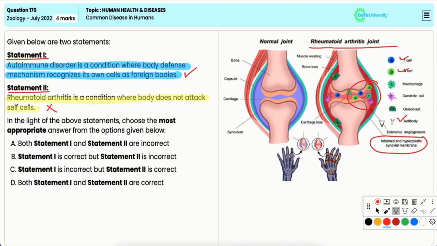Hence, the correct answer is option B. Options A, C, and D are incorrect as these include incorrect combinations.